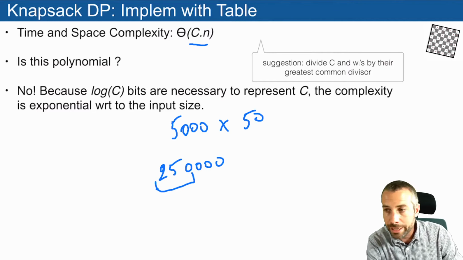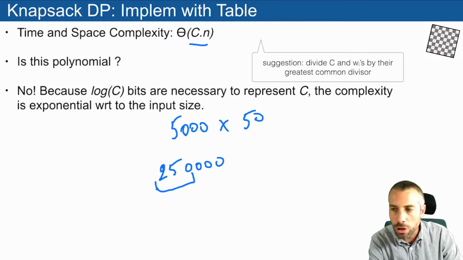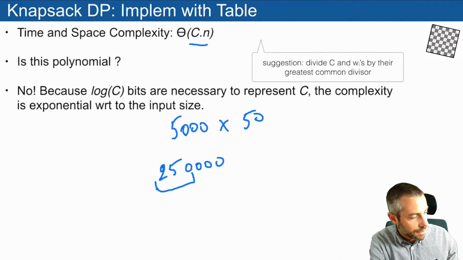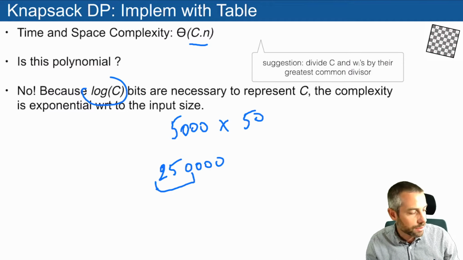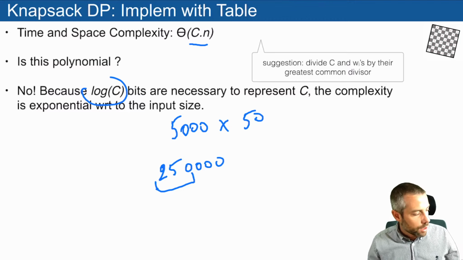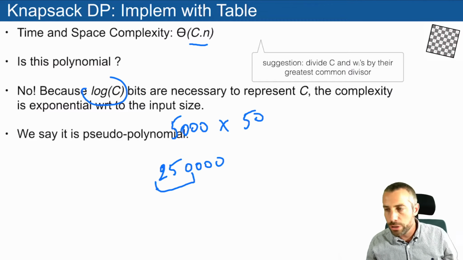Here, the number of bits that we need to encode the capacity is log of C, right? It's an integer number. We need logarithm base 2 of the absolute value of the capacity. And so C is the exponential of the size of the input. 2 to the power of log C, you've got C, right? And so this is exponential in the input size with respect to C, not to N. In that case, we say that it's not polynomial, but we say that it's pseudo-polynomial.